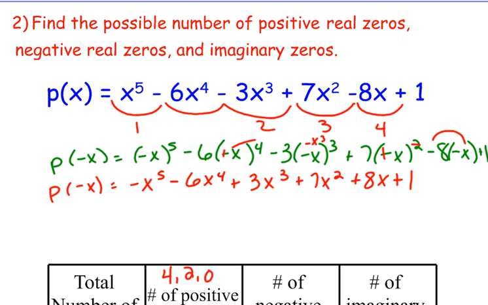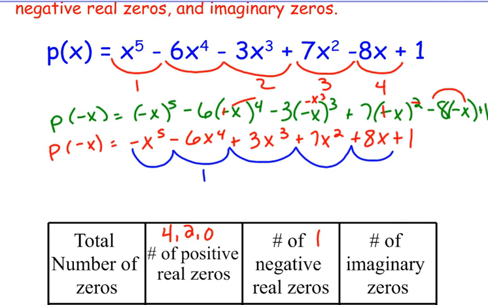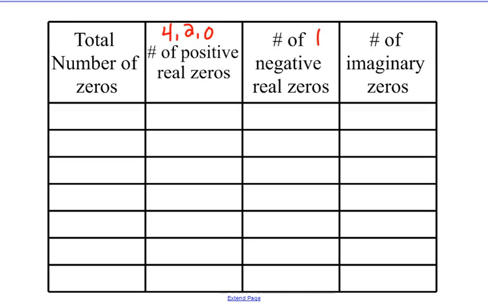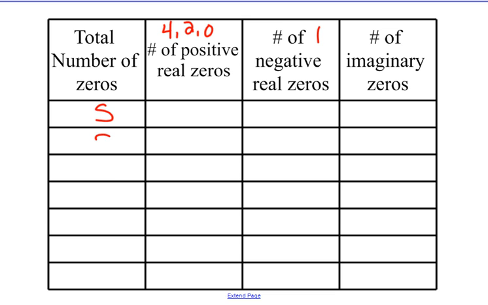So when I look for my sign changes, I go from negative, negative, no change, negative, positive, there's 1, positive, positive, no change, positive, no change, no change. So my number of negatives is just 1. There's 1 sign change. I don't have to go down by any. So my total number of answers should be 5. So 5 is going to go in this column.